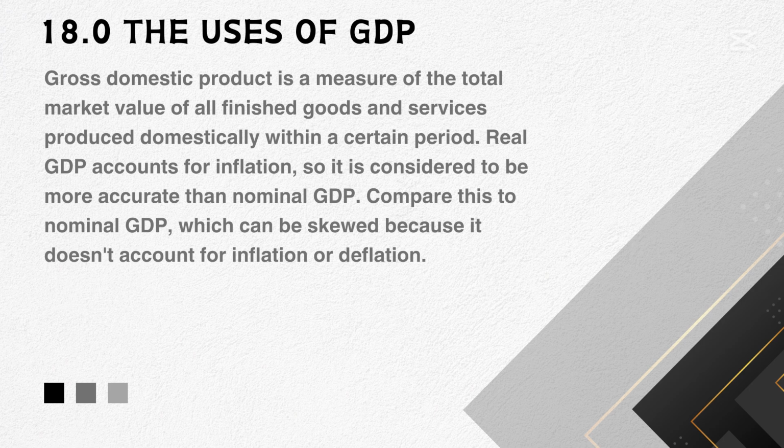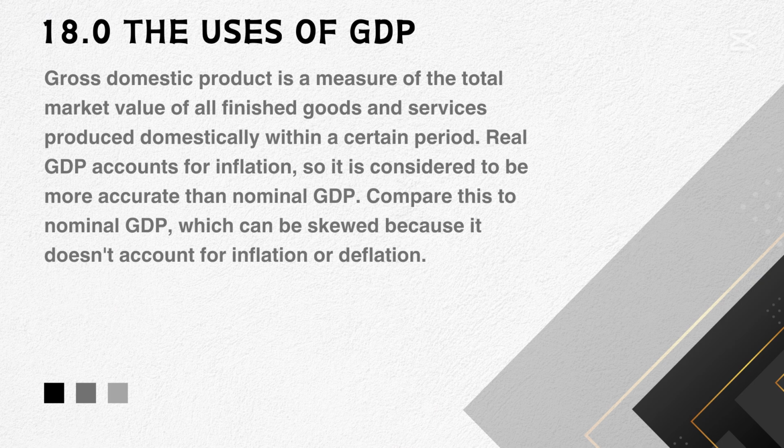What is GDP used for? GDP is not just a number, it's a tool that helps us understand and make decisions about the economy. Number one, measuring economic performance. GDP shows us how the economy is doing. A growing GDP means businesses are producing more, people are spending more, and jobs are being created. If GDP is shrinking, it could be a signal of a slowdown, or even a recession.